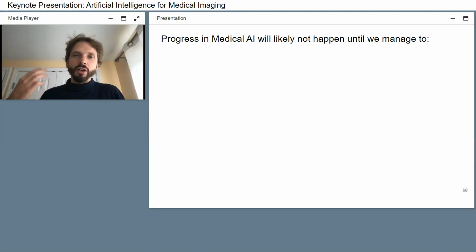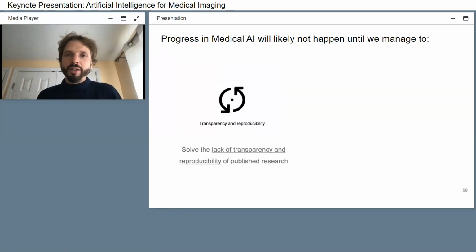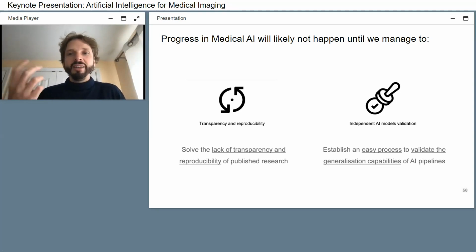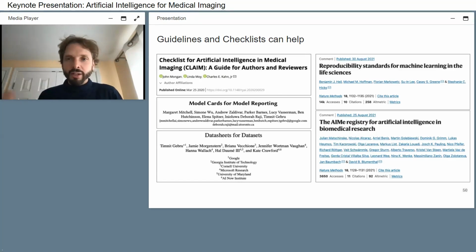So we said, it's very unlikely that medical AI will progress until we manage to address this lack of transparency and reproducibility, but also provide an easy process for others to share models to the cloud, use the models that are shared by investigators, and show the generalization of these models on other unseen data. One step in this is that there are a lot of guidelines out there now, right? Many of them, and every month there's a new one, which is really great because these different guidelines are helping to standardize what we should share and what we shouldn't share.